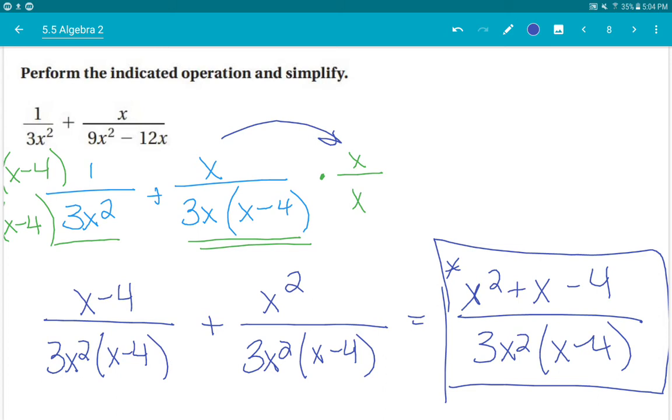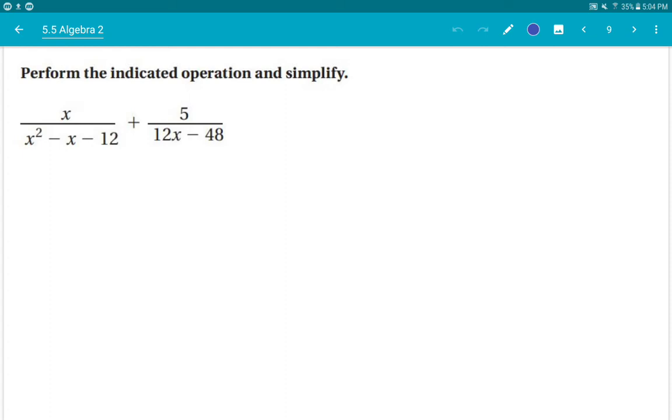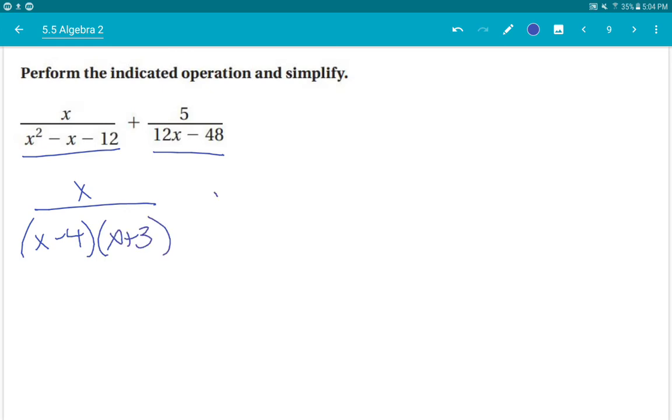Again, just identifying what is missing in the denominators is going to be very important when we start working with these problems. Compare the denominators and ask yourself what is missing on each of them. We have plenty to do, so we'll just do these examples as they come up. Here again, you can factor this, and you can factor this. Let's do that first. So we get x minus 4, x plus 3. In this denominator, I get 12 times x minus 4.